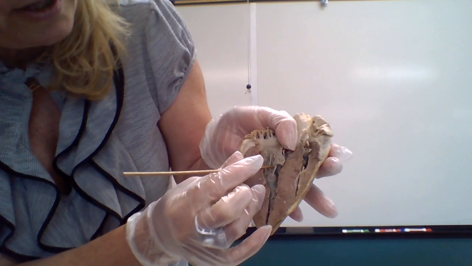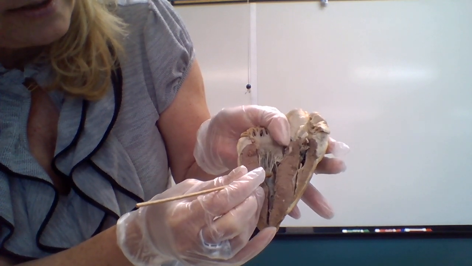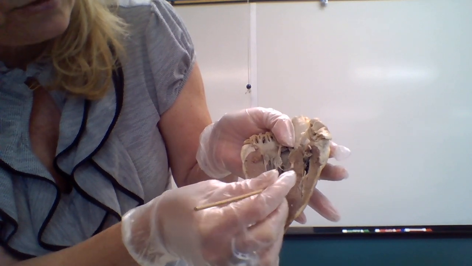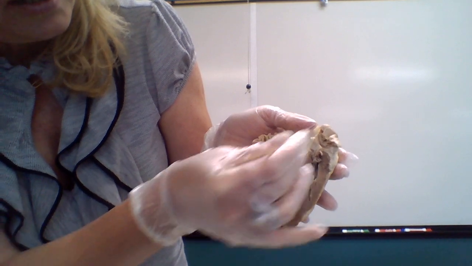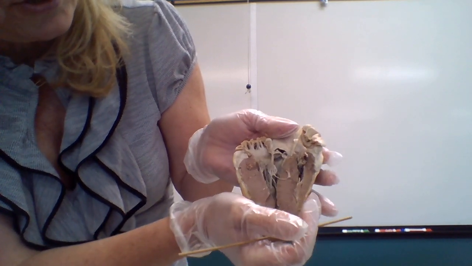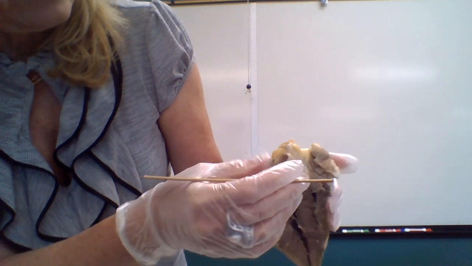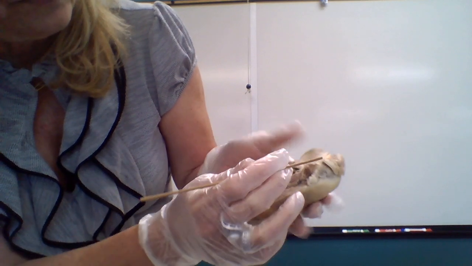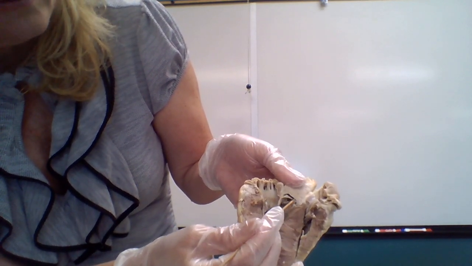This structure over here is called chordae tendineae, and those are papillary muscles. They anchor the AV valves to the walls of the ventricle and prevent them from prolapsing back into the atria when the ventricle contracts. And here, this is our aorta. You can even see the aortic semilunar valve.